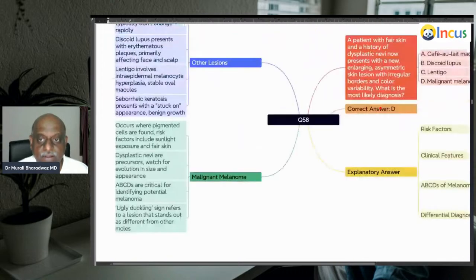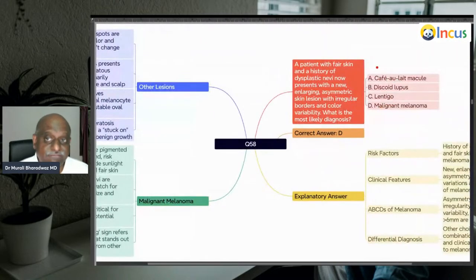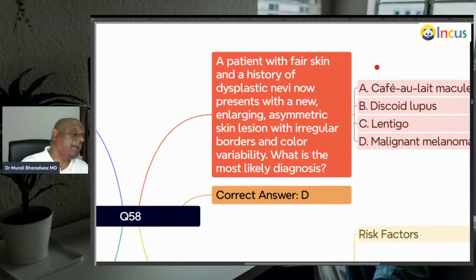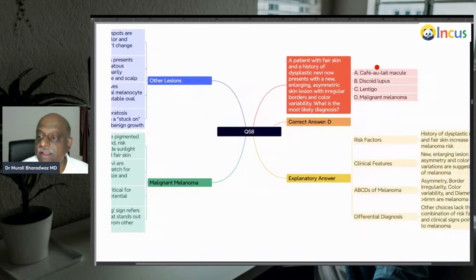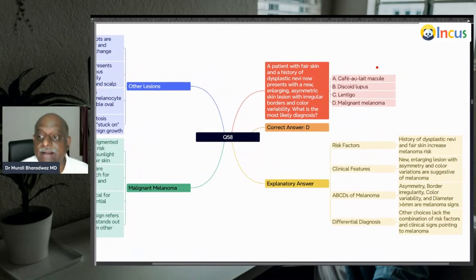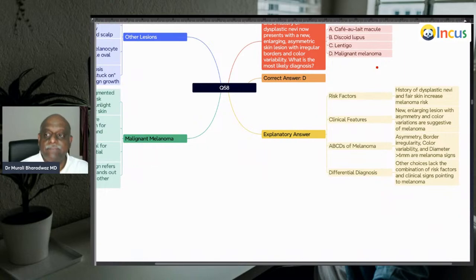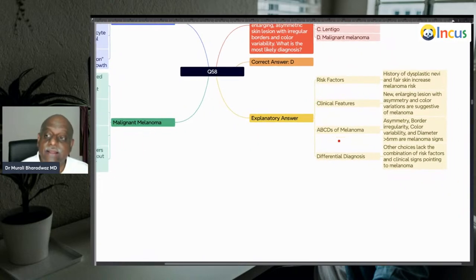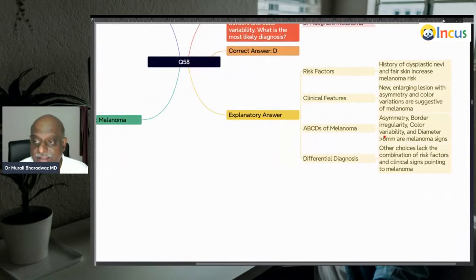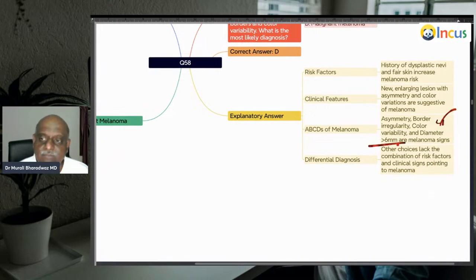Right, doc? Then, a patient with fair skin with a history of dysplastic nevi presents with a new enlarging asymmetric lesion, irregular borders, color variability. They are the ABCDs of malignant melanoma. A for asymmetry, B for border irregularity, C for color variability, D for diameter more than 6 mm are the melanoma signs, is what you need to remember.